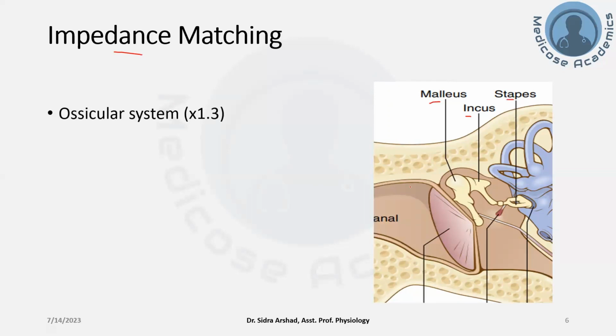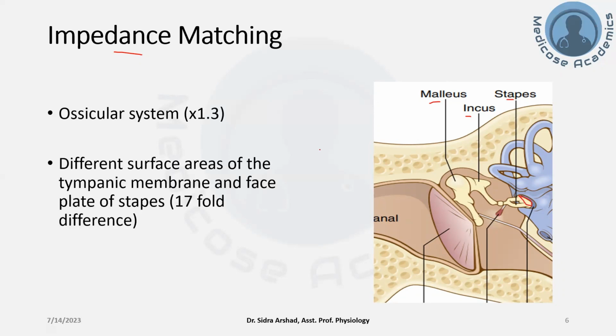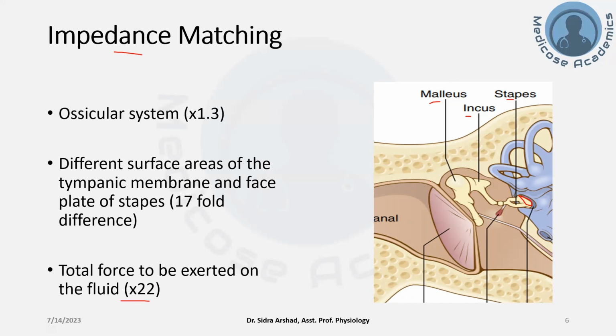Along with this, there is a difference in surface area of the tympanic membrane and the footplate of the stapes. This difference is about 17-fold. Together, the ossicular system and the 17-fold difference account for a 22 times increased force with which this fluid is displaced. So the force applied to the tympanic membrane is increased about 22 times, with which the fluid is now displaced and vibrations are set up in it.